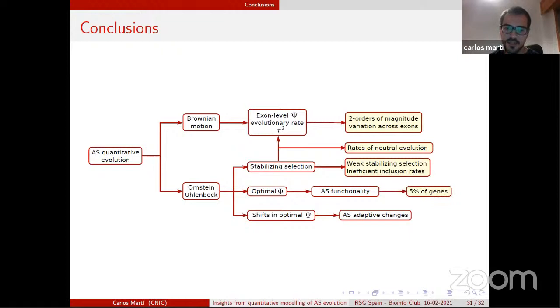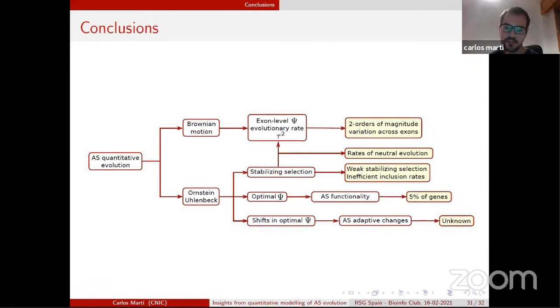We also found that optimal inclusion rates are low only in a few cases, which account for about 5% of the genes, at least in the dataset that we analyzed. And finally, when we try to address whether the proportion of alternative splicing changes across species that were actually adaptive, the answer is that we cannot know yet. So this proportion remains unknown.